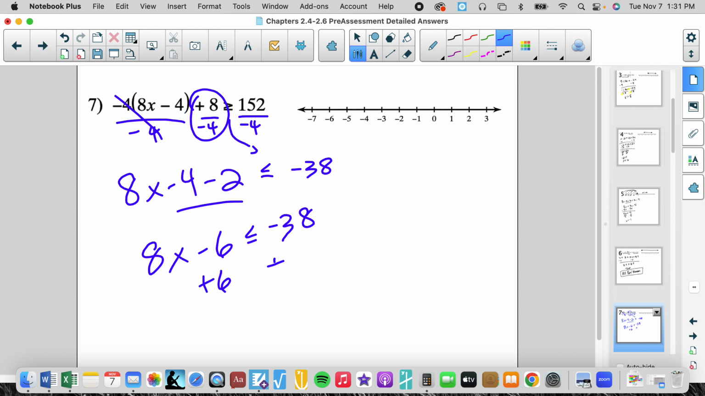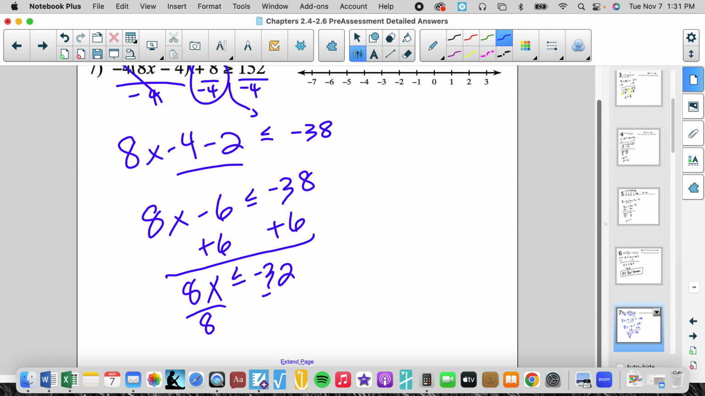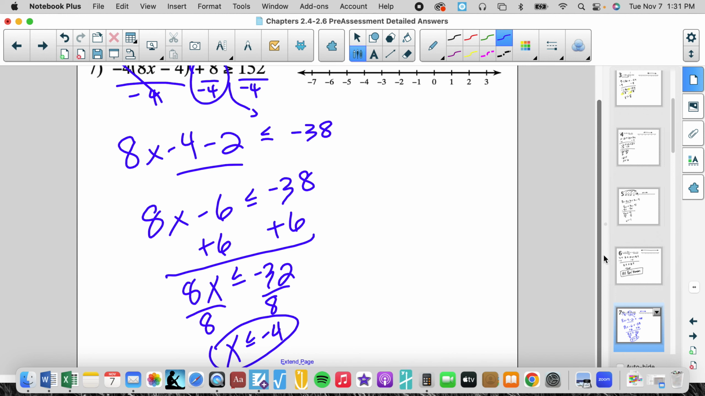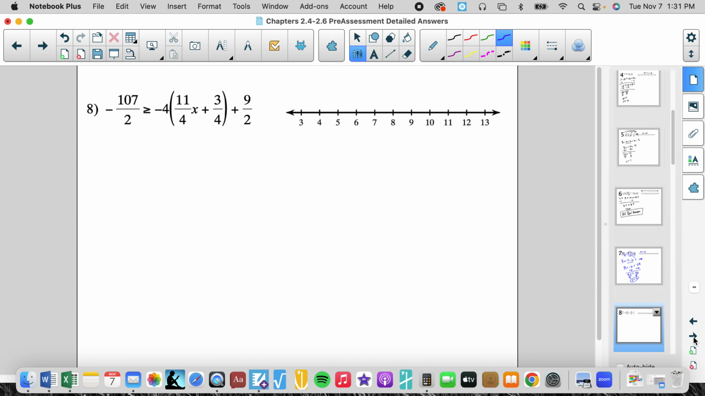Let's add 6. 8x is less than or equal to negative 32. Divide by 8. x is less than or equal to negative 4. We're going to have a closed circle over negative 4 going to the left. That's a good one.